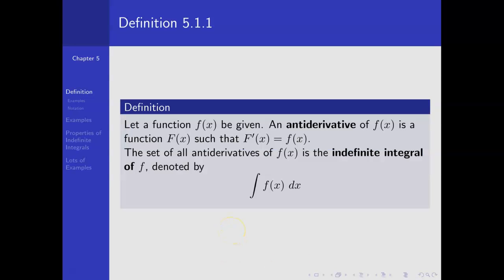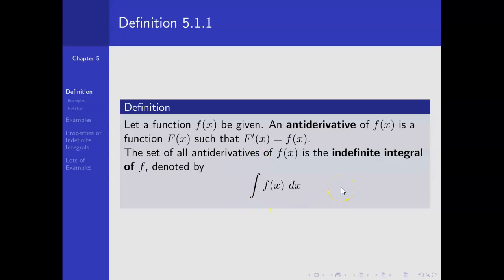First definition, as always, let a function f of x be given. An antiderivative of f of x is a function capital F, such that big F prime is equal to little f. So that means that an antiderivative is any function that when we take the derivative of it, we get the original function that was given. And then the set of all antiderivatives is the indefinite integral of f of x dx.